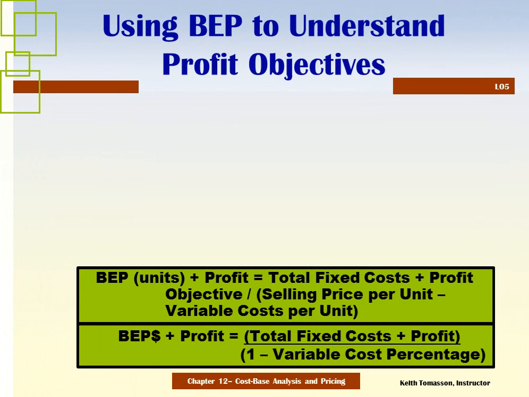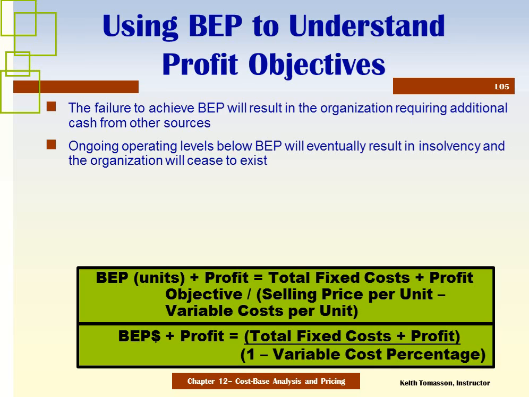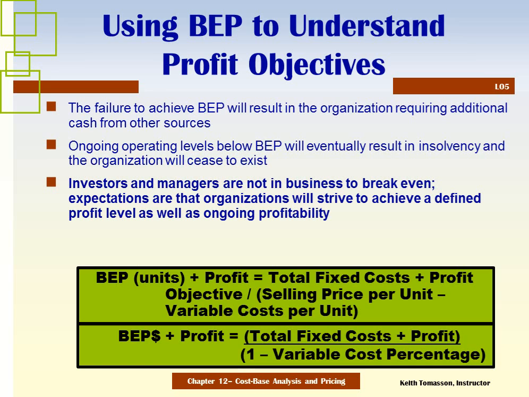Okay, it's important to understand how we can use break-even point in understanding profit objectives in our organization, or how profit expectations can affect our break-even point. We all know that if we don't achieve sales revenues in excess of the break-even point, we will incur losses in organizations, and that will eventually lead to insolvency, and we won't be able to survive very long if we do. And managers really don't want to just achieve break-even point. They, of course, want to achieve a profit and hence a return for our shareholders.